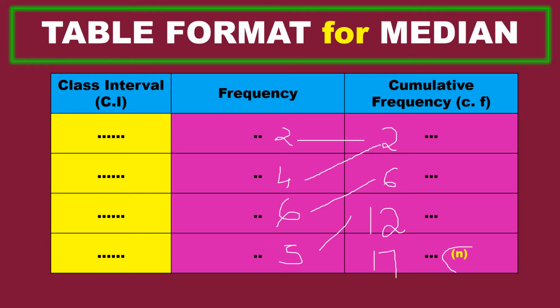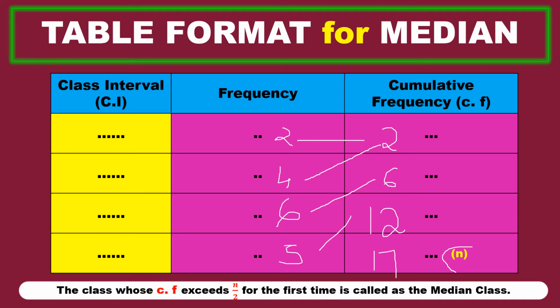The class whose cumulative frequency exceeds n by 2 for the first time is called the median class. Here n by 2 means you should do n by 2. So here n is 17, right? Whatever the last value in the cumulative frequency column is, that is your n. Now what will be my n by 2? 17 by 2, which is 8.5. My n by 2 is 8.5.